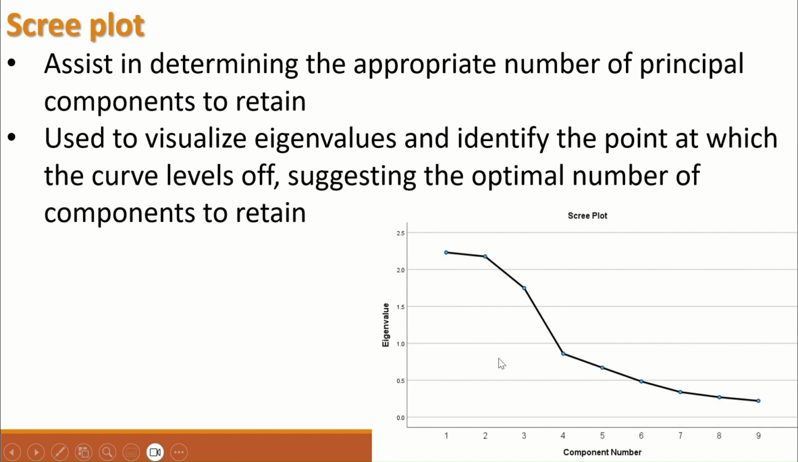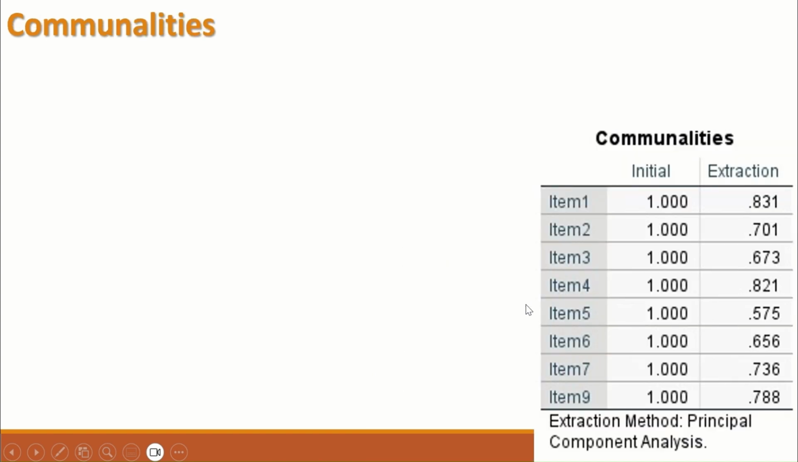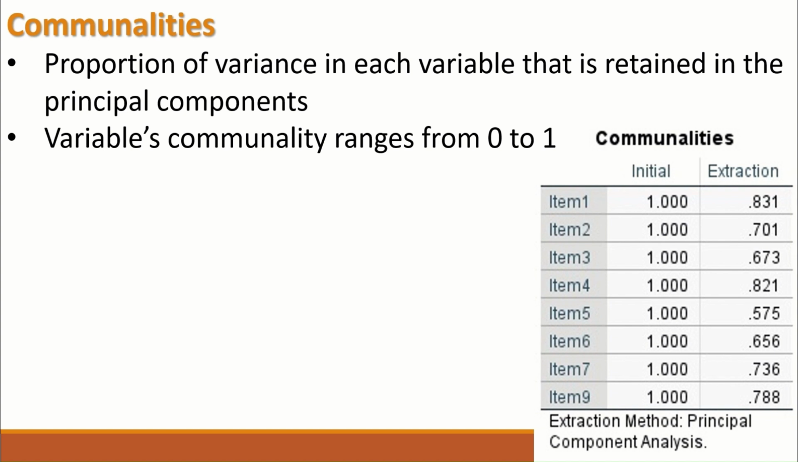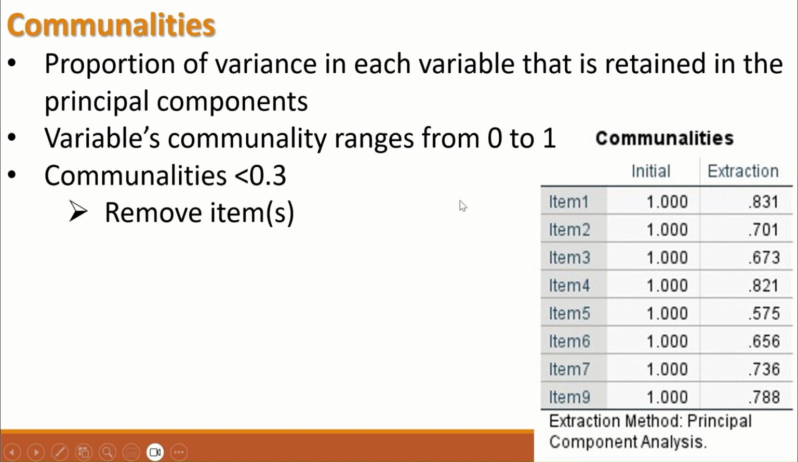The cut point for the eigenvalue is 1, and there are 3 major components: 1, 2, and 3. The next slide describes a terminology called communalities, which is a table generated from the PCA analysis. Communality is the proportion of variance in each variable that is retained in the principal component. So the value for the communality ranges from 0 to 1, as shown here in the table. The first item has a communality value of 0.8, the second 0.7, and so on.